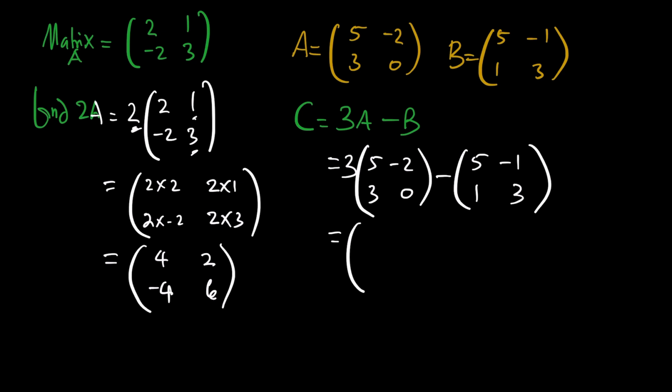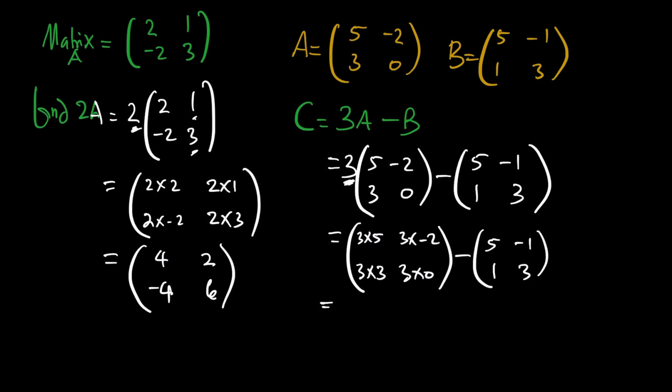And then this is going to give us, if you have a scalar multiplying a matrix, that scalar needs to multiply each item in there. So you're going to have 3 times 5, 3 times 3, 3 times negative 2, 3 times 0, minus 5, 1, negative 1, 3. And we're going to have 15, 9, negative 6, 0, minus 5, 1, negative 1, and 3.